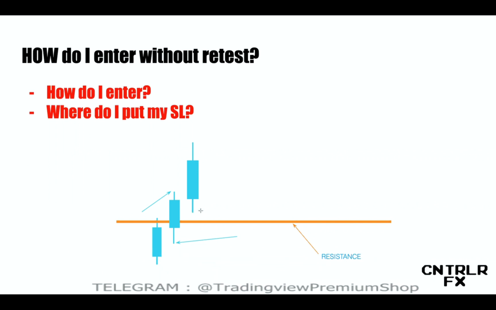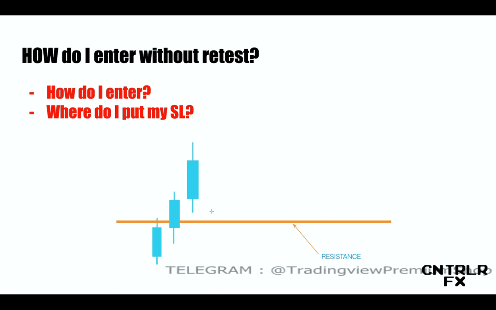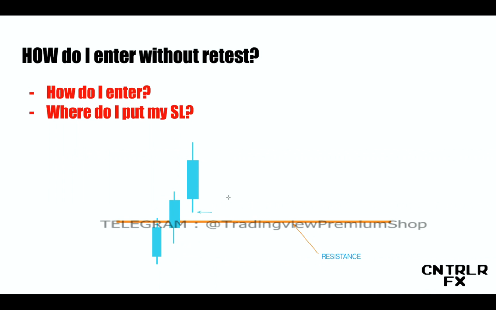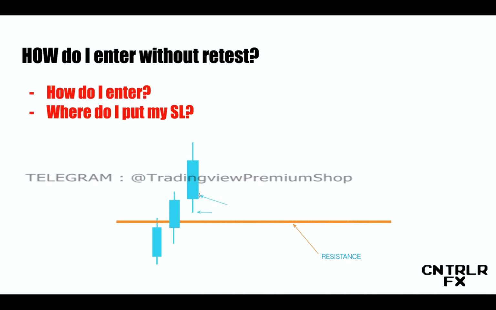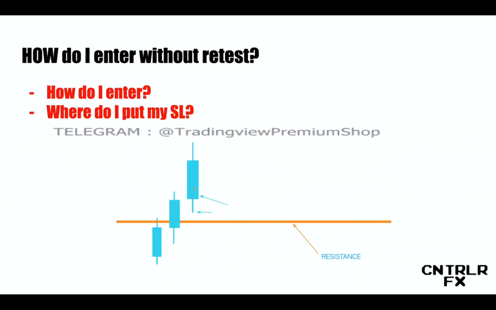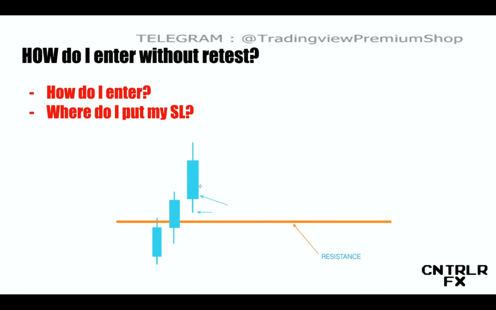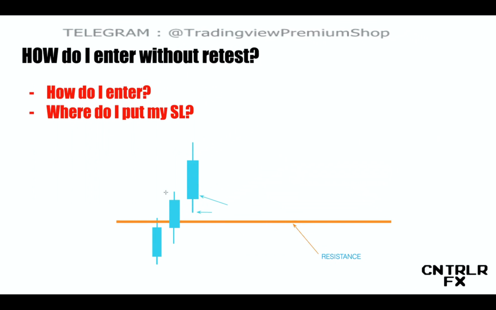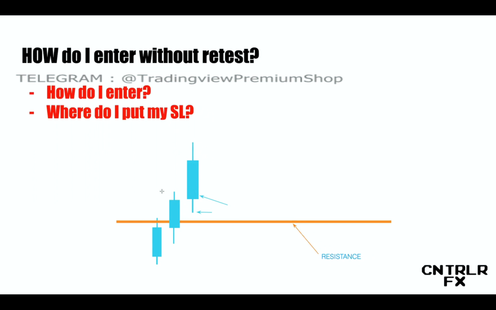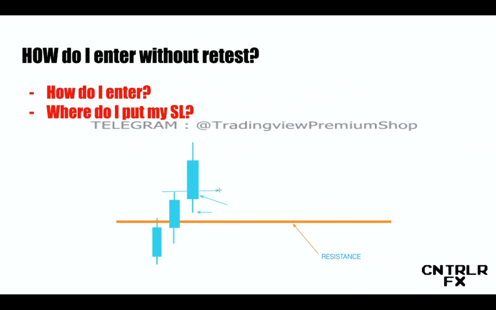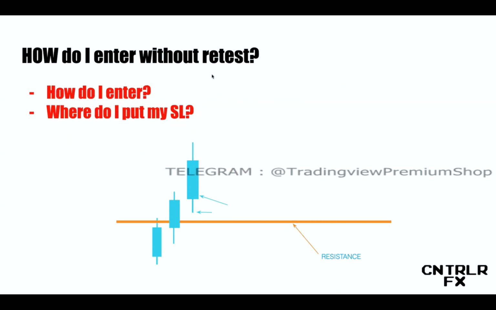So now that this wick is formed, and this candle turned bullish, because obviously this wick formed before this bullish candle, obviously it came down to retest and then continued to go up. So now, since this candle turned bullish, what I'll do in this exact scenario is I will have a buy stop right here.